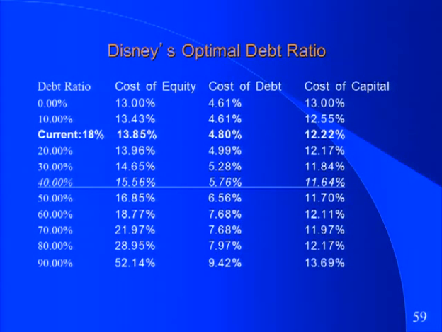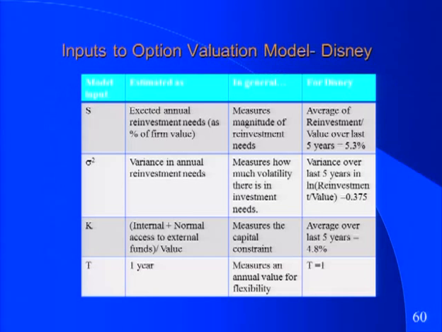Now, if you lived in a world without constraints, where you can raise as much capital as you want, then I'm going to put pressure on you to go to 40% right away, saying, hey, you don't need to hold back on excess debt capacity. But let's say you, as Disney, make the argument that you need this excess debt capacity as an option. I'm going to try to price that option on an annual basis, and here are the numbers that I'm going to use.